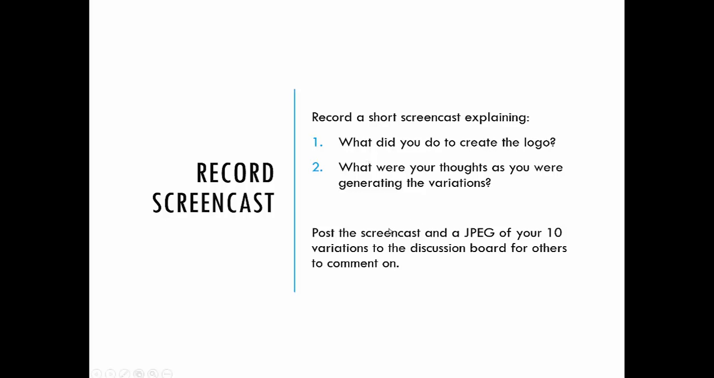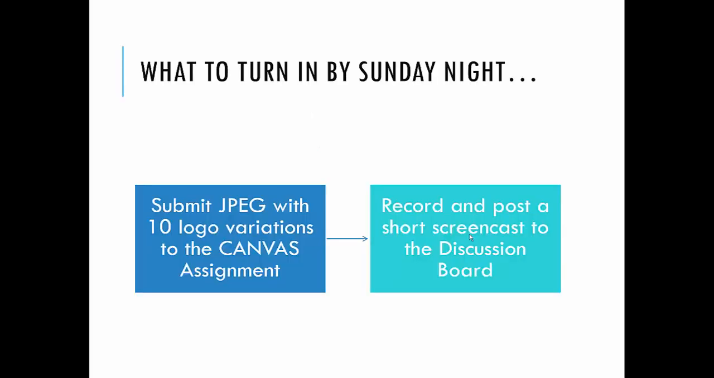So you'll post that screencast and the JPEG in the same post in the discussion board, and next week other people will comment on your screencast. So those are the two things you'll be turning in. The JPEG with 10 variations to me, and then you'll record and post a short screencast with that JPEG, and you'll post the JPEG and the screencast in the discussion board.